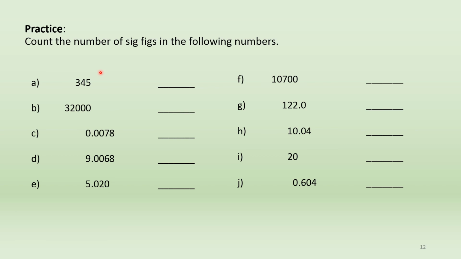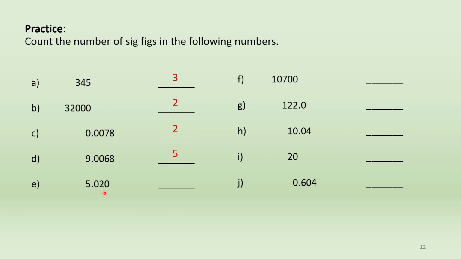345 has no zeros. They're all non-zero digits, so they're all significant, 3 sig figs. 32,000 has no decimal, so trailing zeros are not significant, only 2 sig figs in that number. 0.0078, zeros to the left are never significant, so only 2 sig figs. 9.0068, confined zeros are always significant, so all of these digits count. There are 5 sig figs.